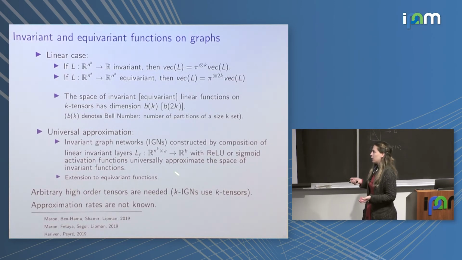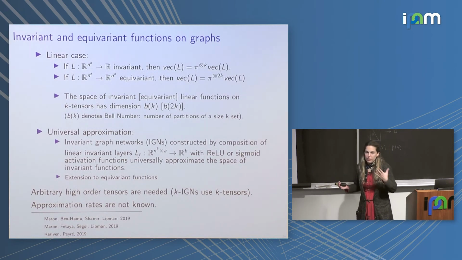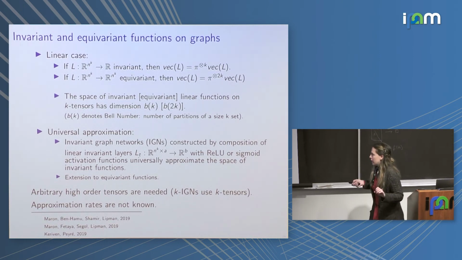But in order to do that, they use the Stone-Weierstrass theorem. So in particular, the approximation rates are not known. And they need to go to much higher order tensors, and computationally it's not feasible to do it. So in practice, you can do order 2, like with 2 tensors. If you go to 3 tensors, maybe you can do it, but higher than that is not feasible. So theoretically, it's very interesting.